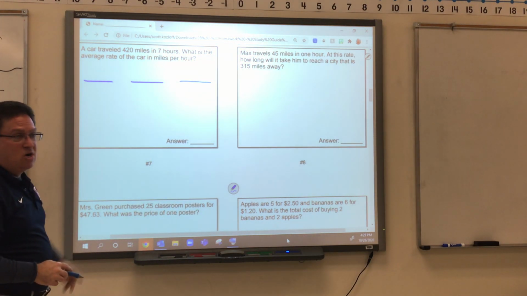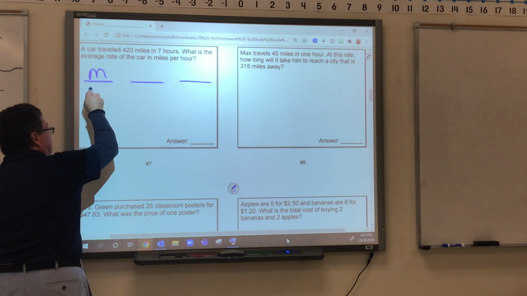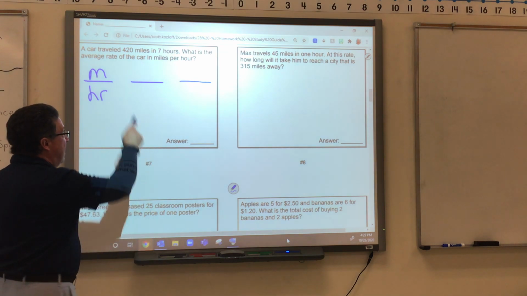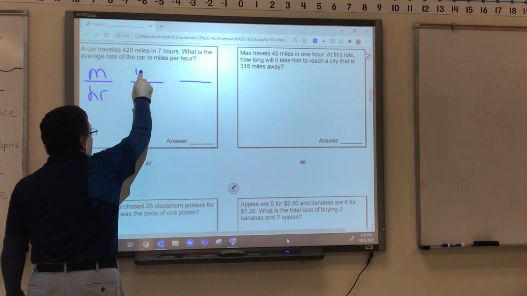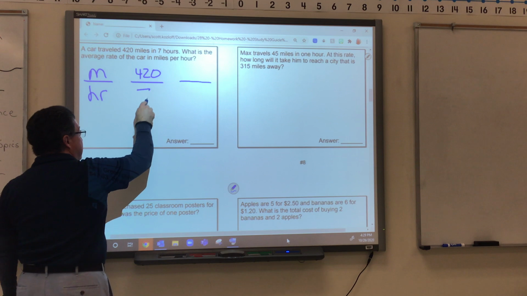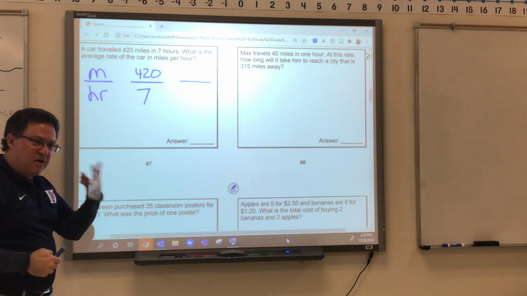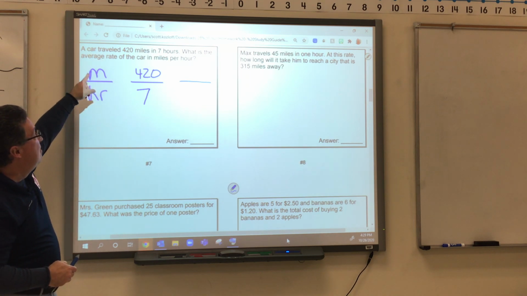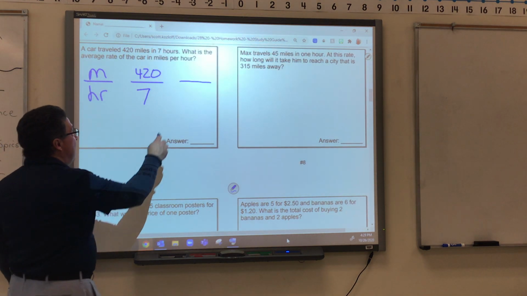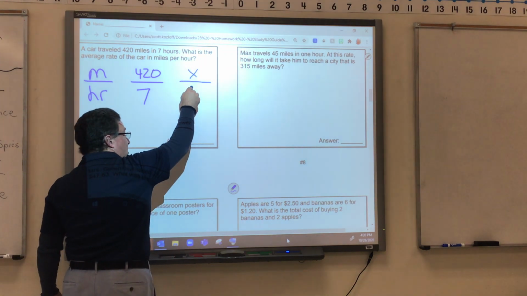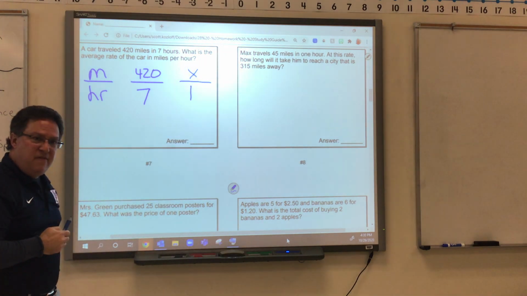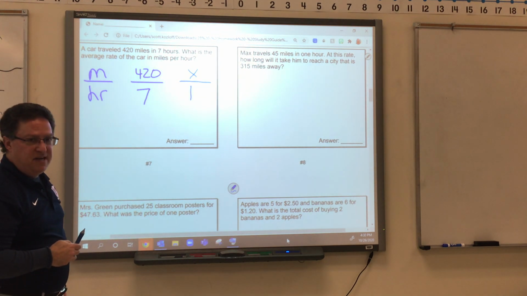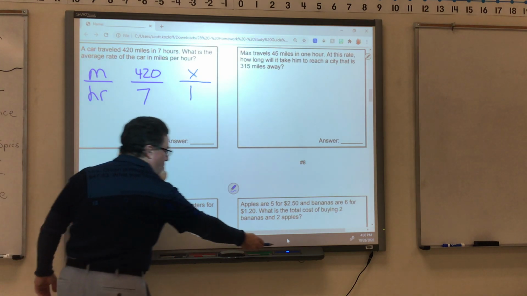First step, word statement: miles per hour. Second step, write what you know. I know I can go 420 miles in 7 hours. Third step, write what you want to know. I want to know the rate. How many miles per hour? And remember that the word per means 1. Now I've got myself set up and I'm ready for step number 4.